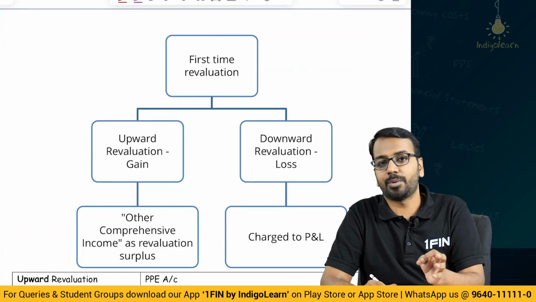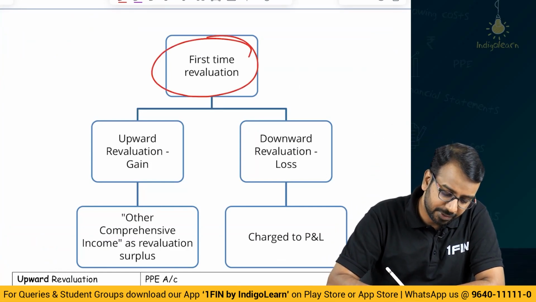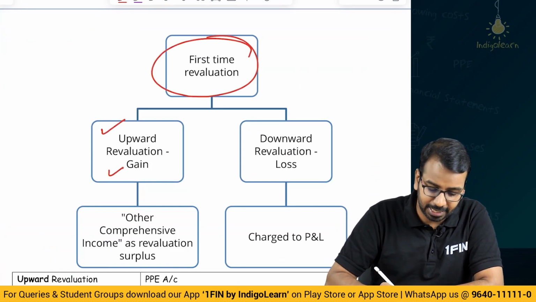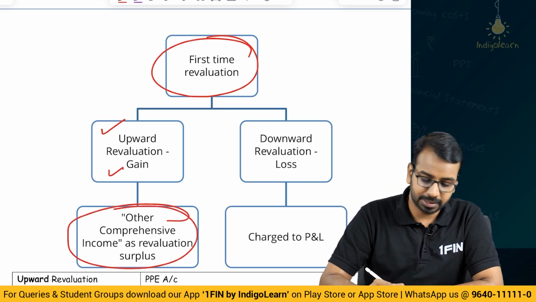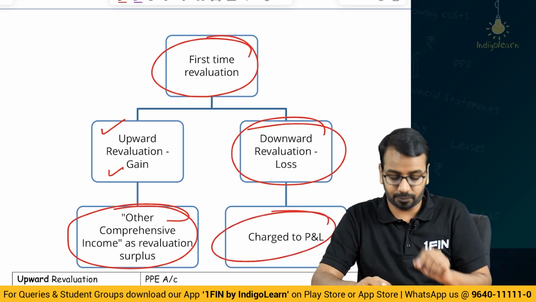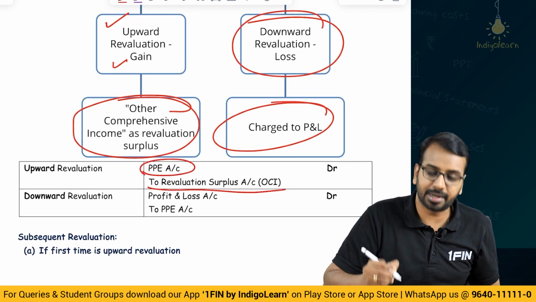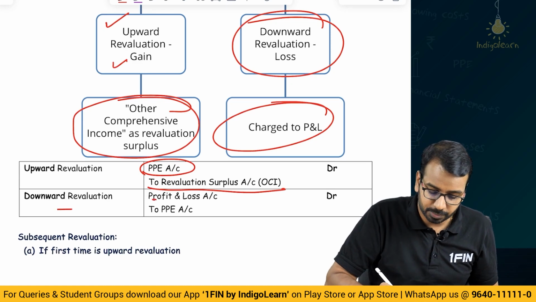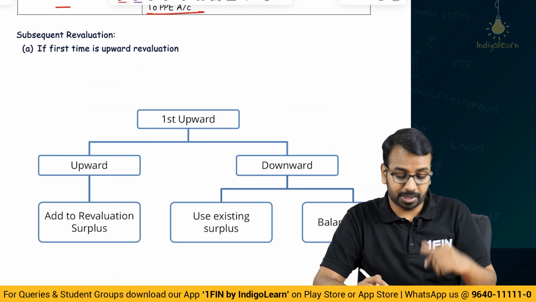Now the most important thing is how do we treat revaluation? If it is first-time revaluation and if it is an upward revaluation and there is a gain, we will credit it to other comprehensive income as a revaluation surplus. Then if it is a downward revaluation, if it is a loss, then charge to P&L. This is for the first time. So upward revaluation: increase the value of PPE, credit to revaluation surplus. Downward: P&L to PPE.